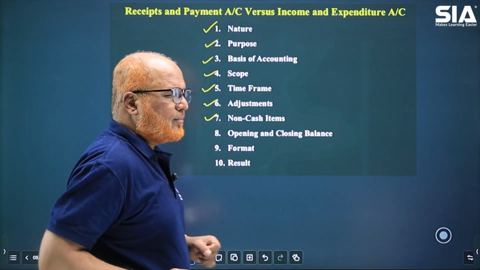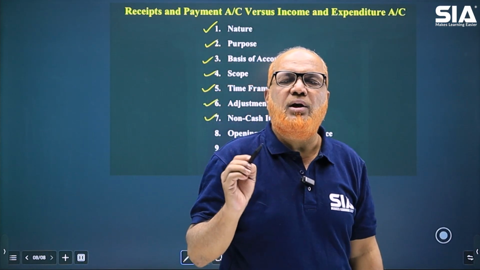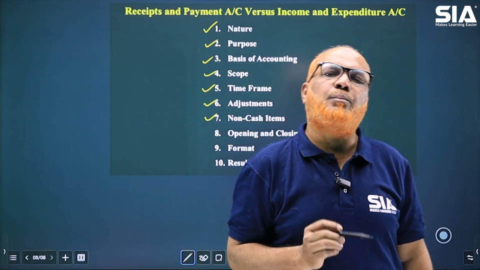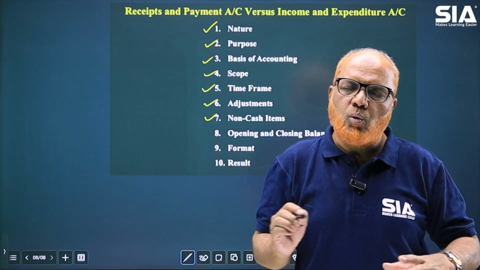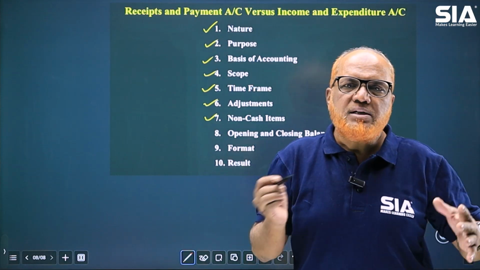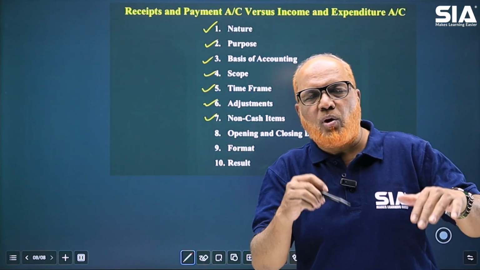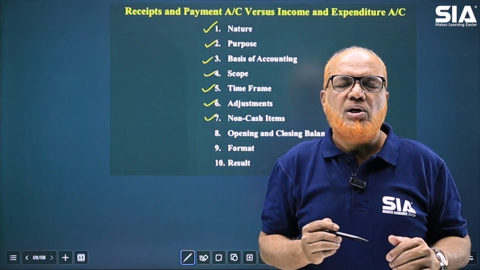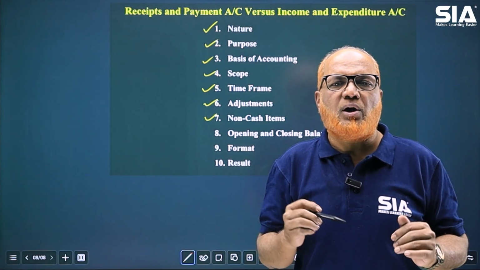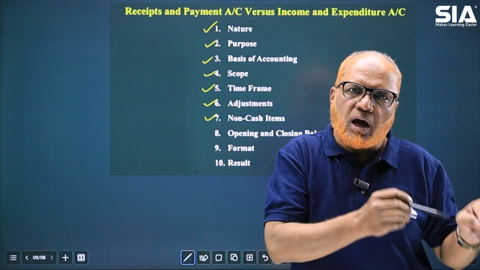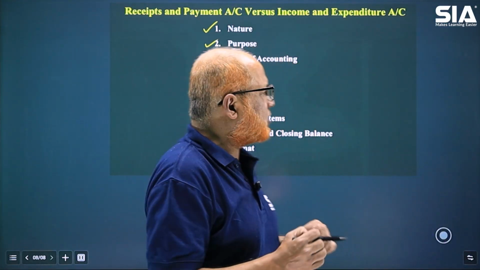Non-cash items. We don't find any non-cash item in receipts and payments account. It will record only cash items. Whereas income and expenditure account will record both cash items and non-cash items. So depreciation, provision for doubtful debts, all these items will appear in income and expenditure account.